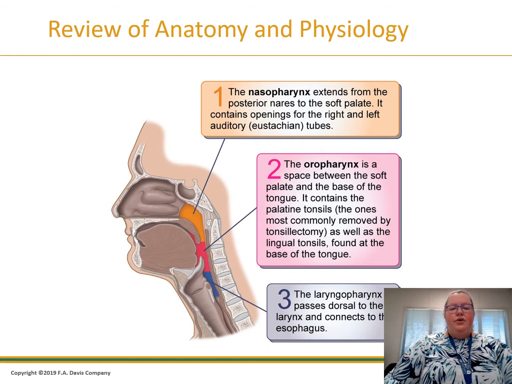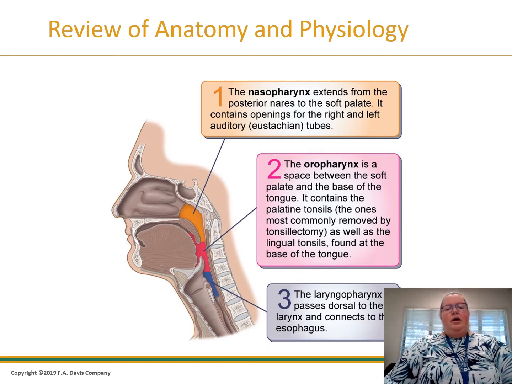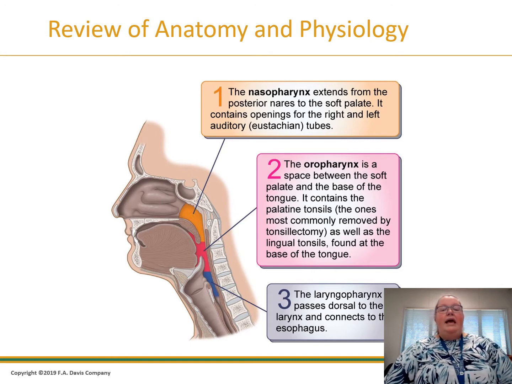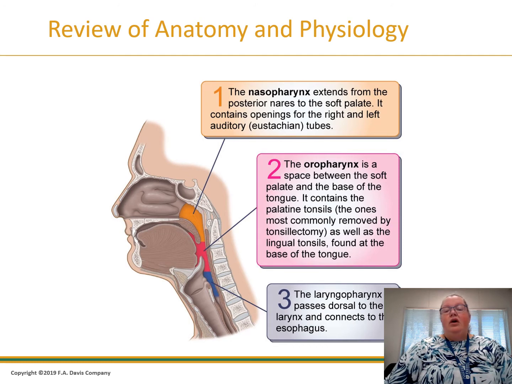First, let's go ahead and review our anatomy. Nasopharynx extends from the posterior nares to the soft palate. It contains openings for the right and left auditory eustachian tubes. This area is how babies get ear infections a lot, because they're bottle feeding and milk or formula pools here.